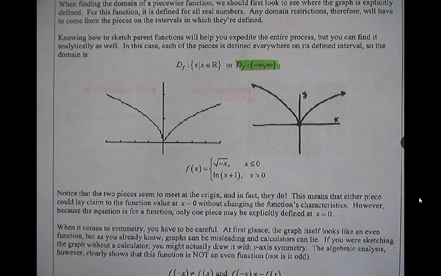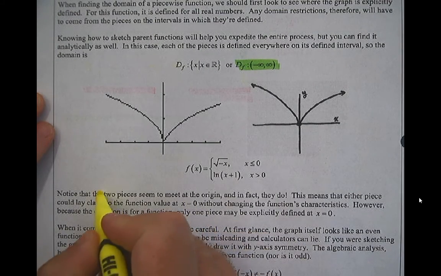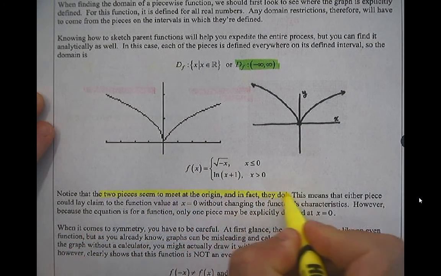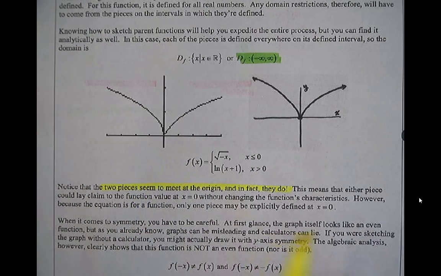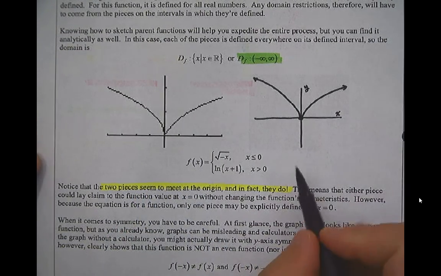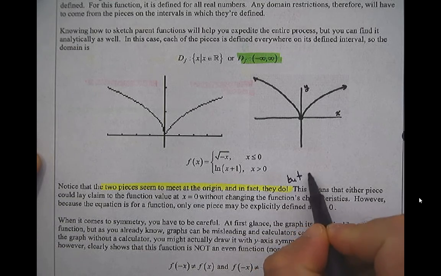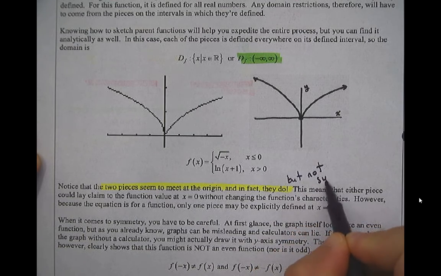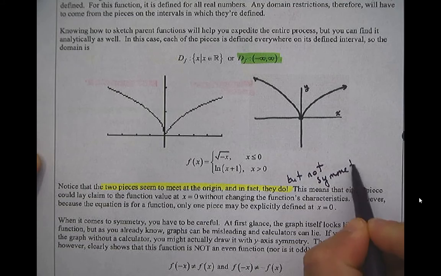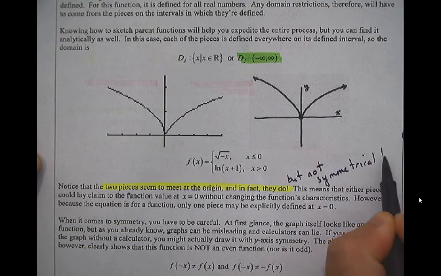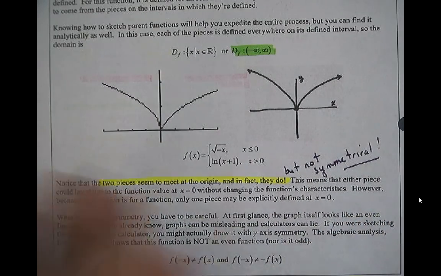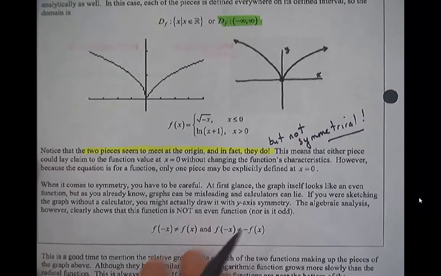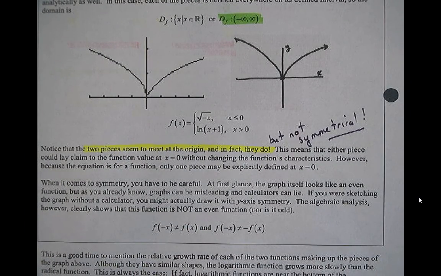You got to be careful here. Notice that the two pieces seem to meet at the origin, and in fact, they do. They do meet there, but we're not reflective. We don't have any symmetry across there, but not symmetrical. So even though they meet, they have some sort of characteristics of an odd function, they actually don't.